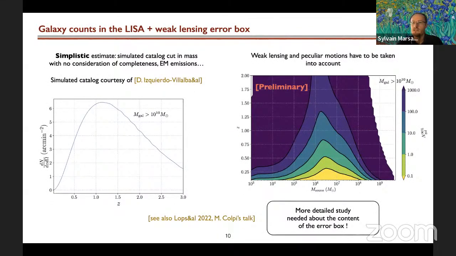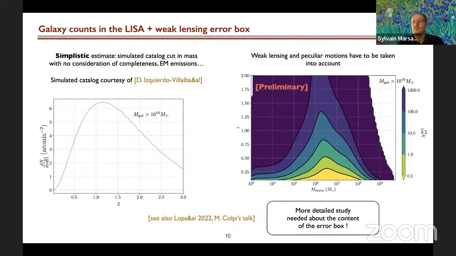You can convert these errors into galaxy counts. This is done just as an illustration here and in a very, very simplistic way. We just take a simulated catalog, which has no other cut than a mass cut in the mass of the galaxy at more than 10 to the 10 solar masses. We obtain a density, dN/dz/dOmega, as a function of redshift. We convert our error volumes into these counts of galaxies, and we obtain the result on the right. This is zoomed in, only up to redshift 2. And you can see that there is a region where we get to the order of a few, order one, galaxies, I mean these massive galaxies, in the LISA error box.